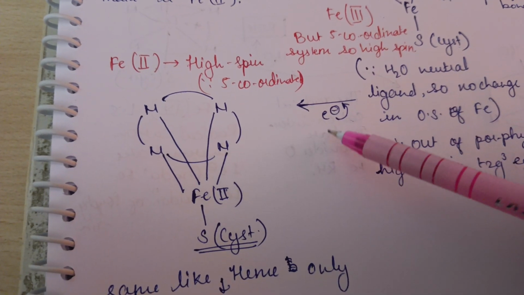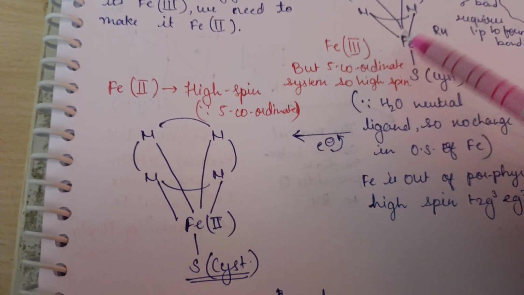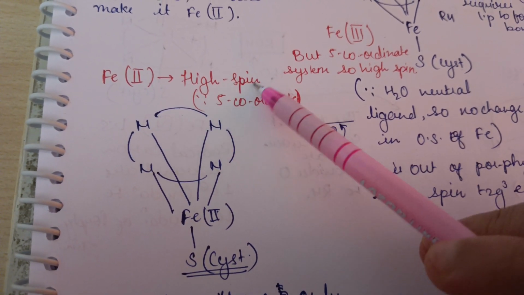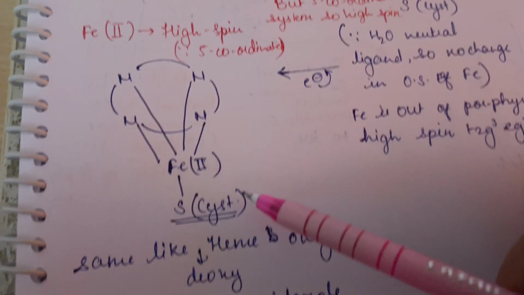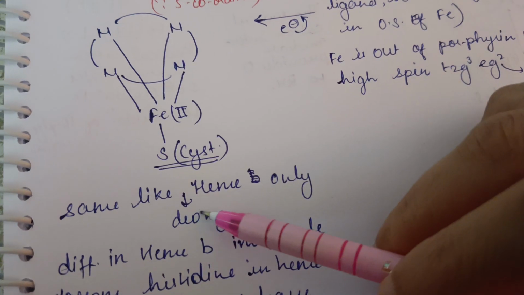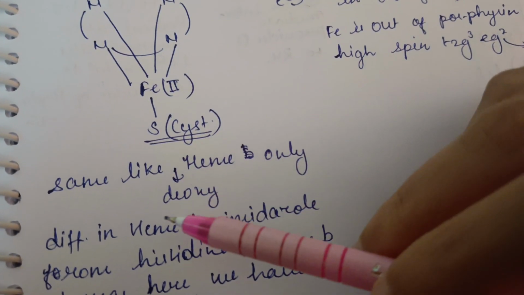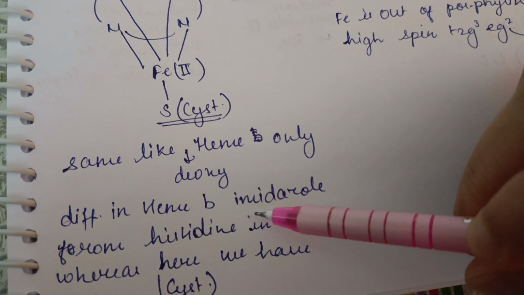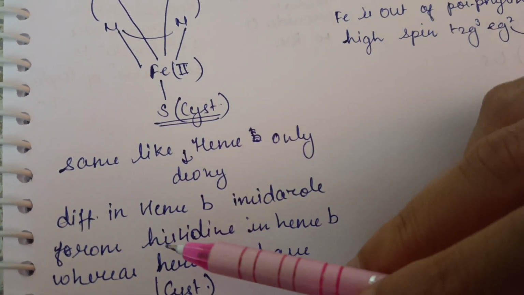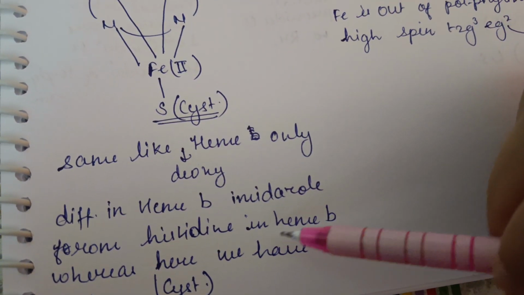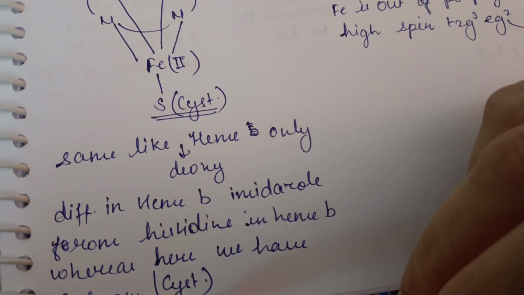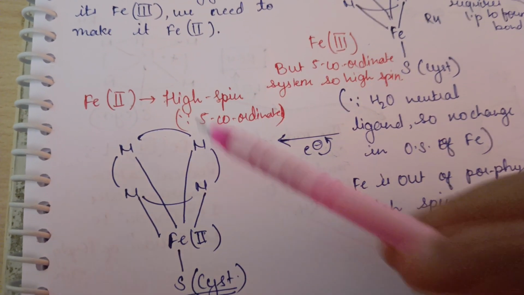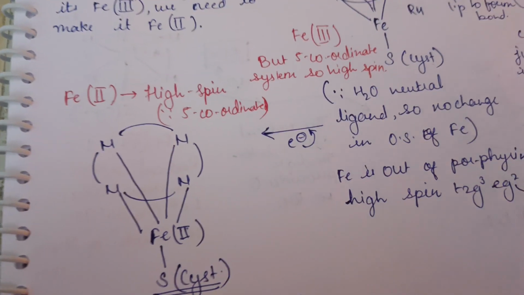So now what will happen after addition of 1 electron? Fe3+ will go to Fe2+ state, and it will still be high spin because it is a 5 coordinated system. This is, if we know, the same as deoxyhemoglobin, the only difference being that in heme B there is imidazole from histidine, whereas here we have the cysteine group. Okay, so now we have the iron here in +2 oxidation state.